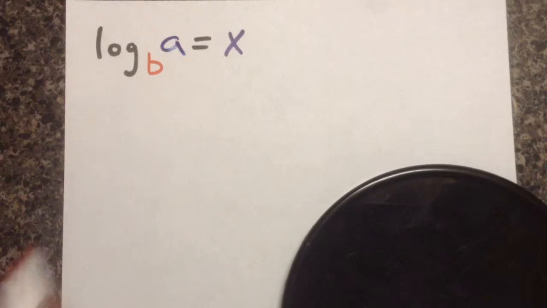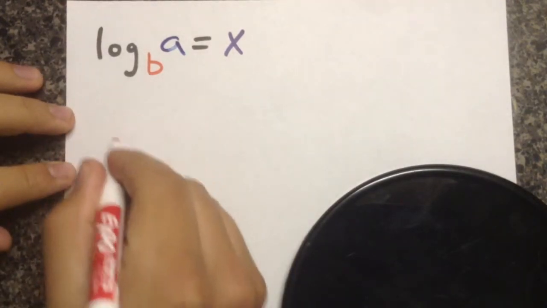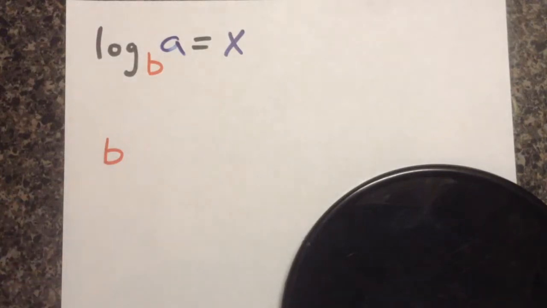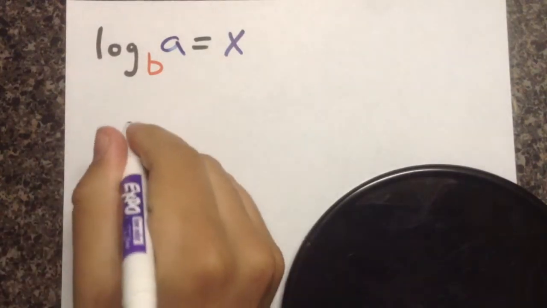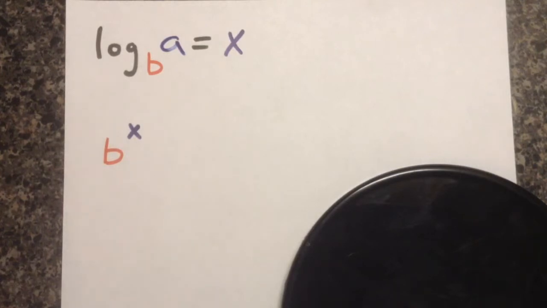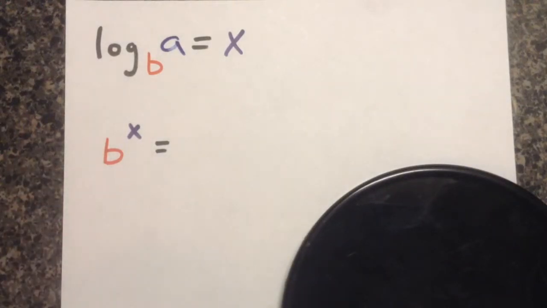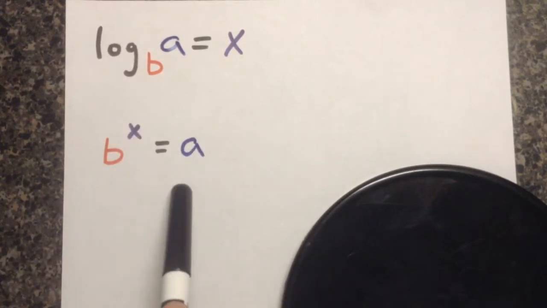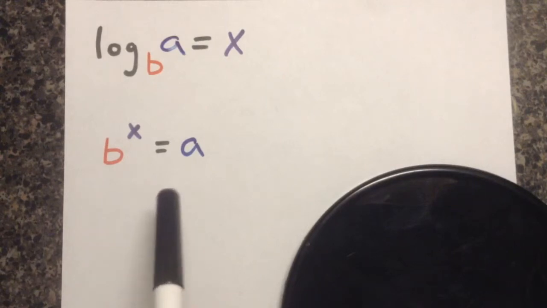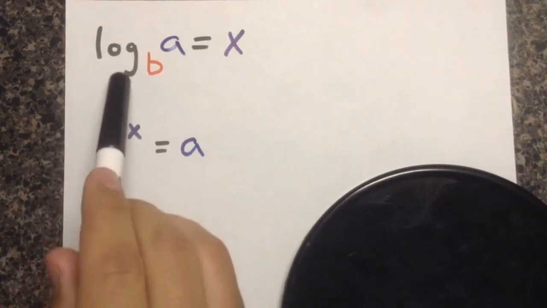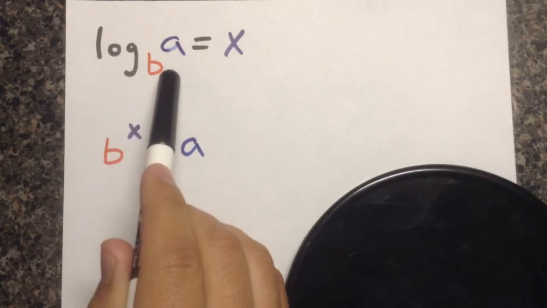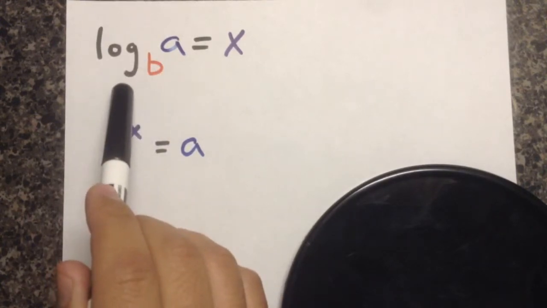So the basic idea is b to the x power is equal to a. So the idea is that these two are really saying the same thing. It's just rearranged. And the reason we need the rearrangement is because this, the logarithm, is one, going to be much easier to put into a calculator.